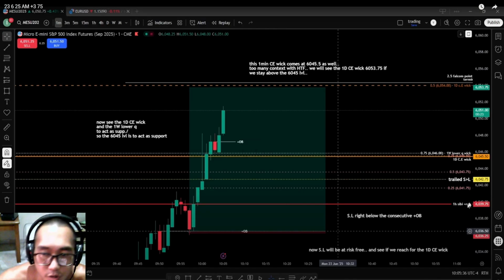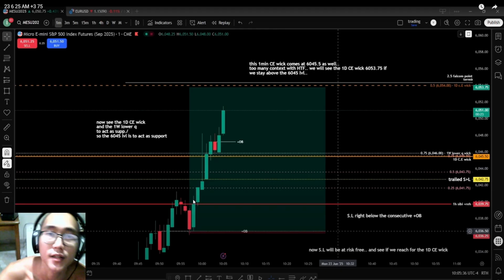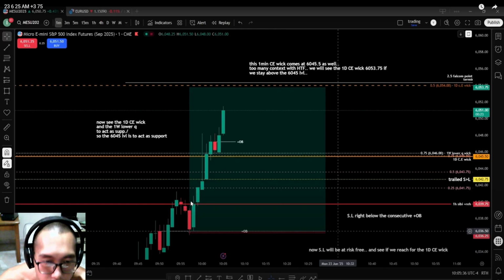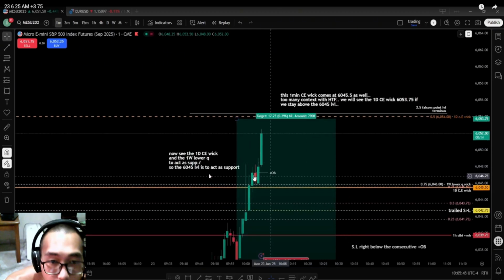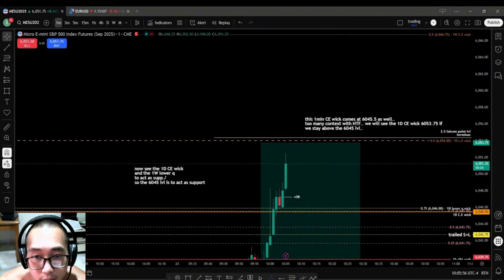Okay, now trail my stop loss to here. So what do I like to do here? What I like to do is, even though I didn't enter, I like to put a hypothetical stop loss, like a hypothetical entry also. Like what if I enter here, then I'll see how I trail my stop loss like that. It's just a very good study, okay? So right now we are reaching for the daily CE week.